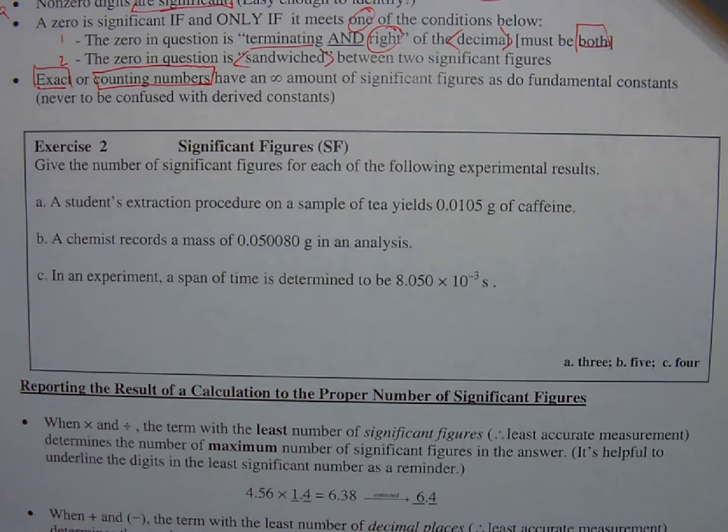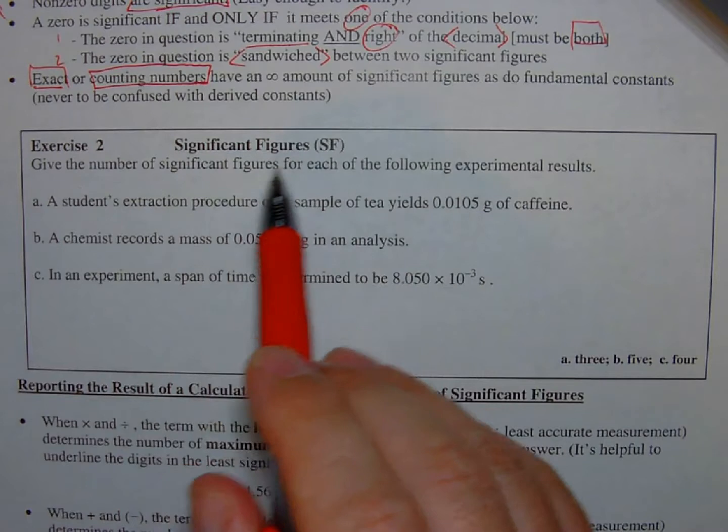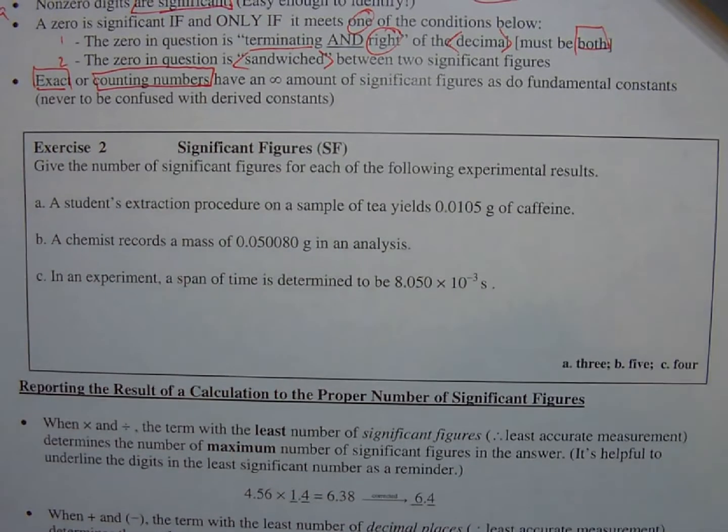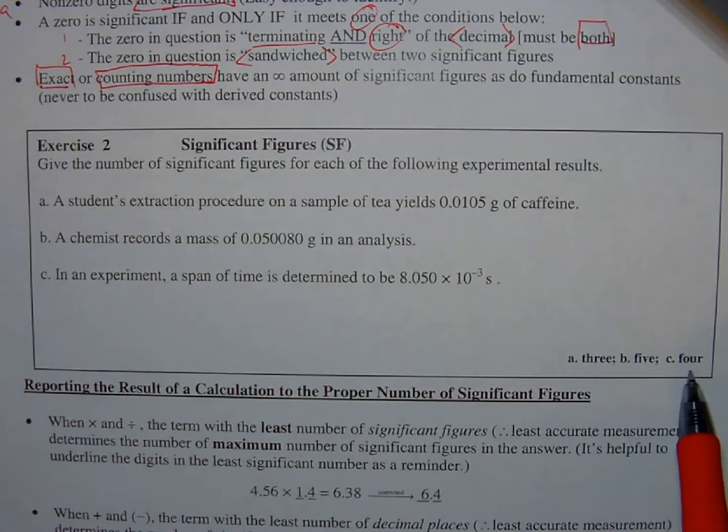All right, on to exercise 2. This exercise deals with significant figures. Give the number of significant figures for each of the following experimental results. Now, if you've already looked down at the bottom, I have the answers here.